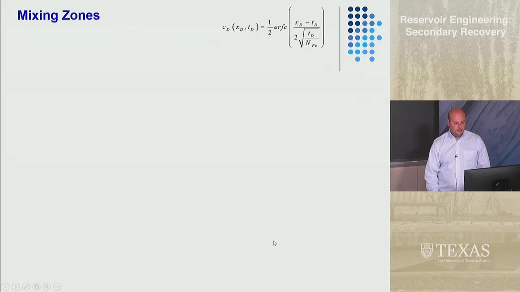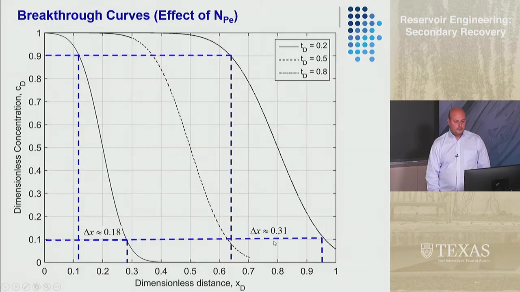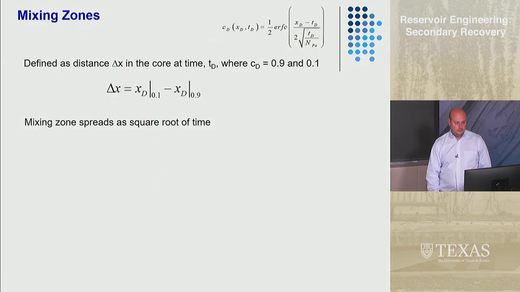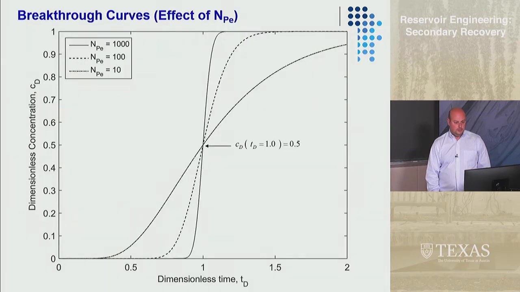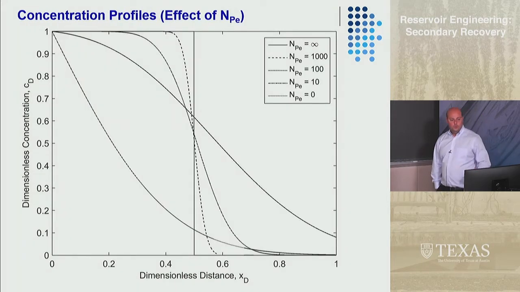So all that means is that the component is traveling with the velocity. You inject it and it moves at exactly the same velocity as the fluid is being injected. So after half of a pore volume, the concentration is 100% in the first half and it's 0% in the second half.